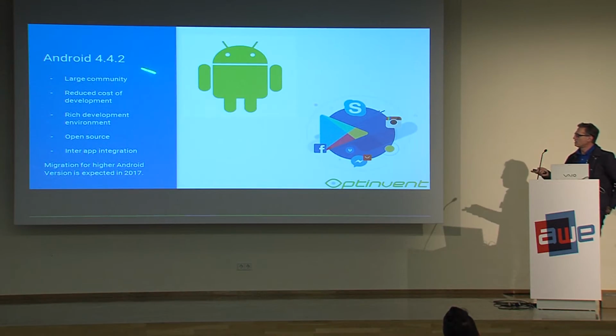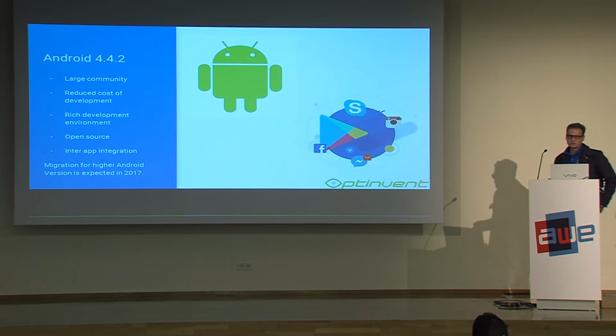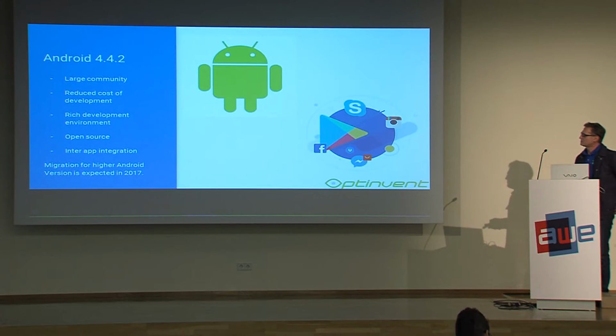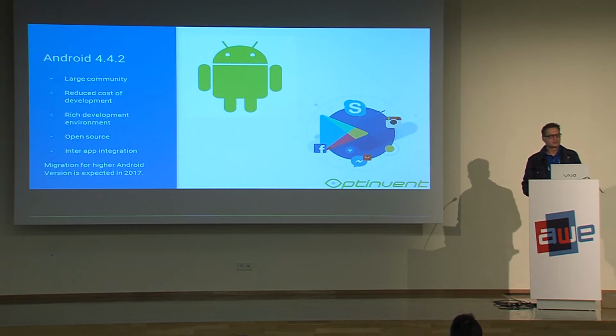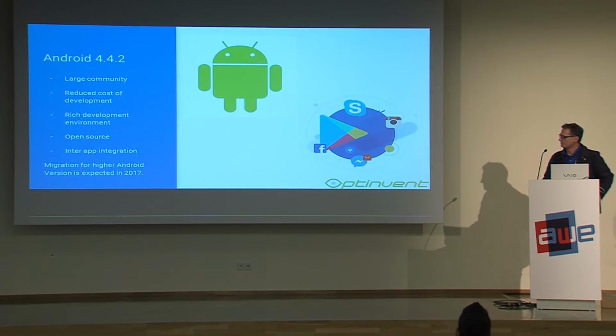For example, we are running Android 4.4.2. It has the benefit of having a large community that knows this software, reduced cost of development, a rich development environment, and open source, and also the fact that you can interoperate between applications. And actually, I should say honestly, we have no choice, because Vuzix, Epson, Optinvent, and other companies are only using Android because they don't have access to any other operating system.